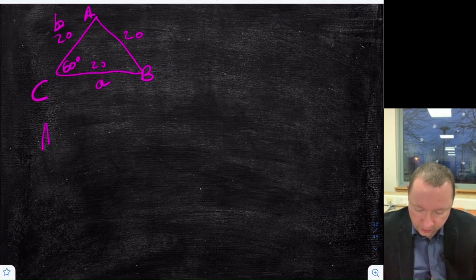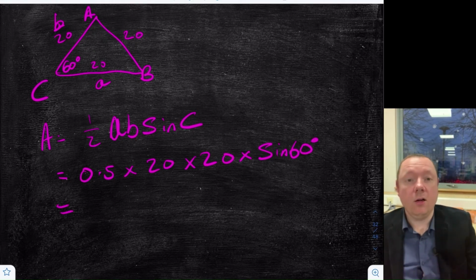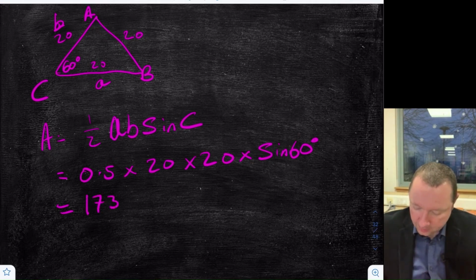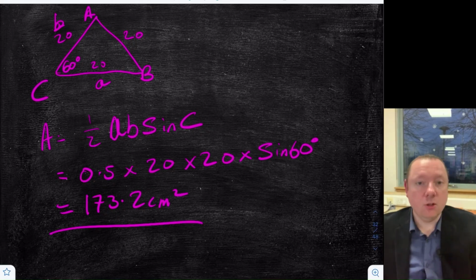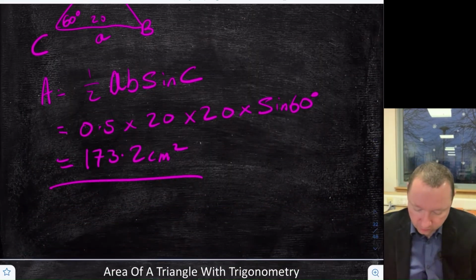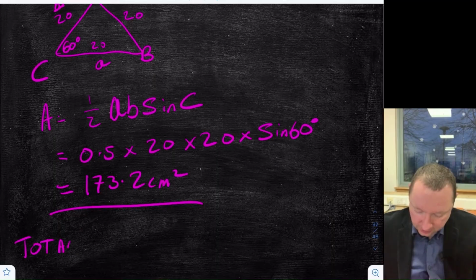So now area is a half AB sine C. So that's 0.5 times 20 times 20 times the sine of 60 degrees. Again, it's a calculator question, so just get your calculator out and work it out. That'll be 173.2 square centimetres. But if we go back to the original question, you'll notice that there's 1, 2, 3, 4, 5, 6 triangles in there. So our total area, we need to times that by 6.